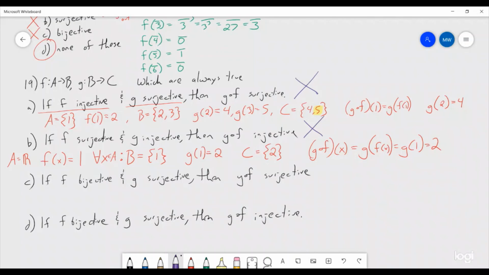It turns out that C is going to be true. If F is bijective and G is surjective, then G of F is going to be surjective, but then D is going to just be false. Again, you can construct these sorts of very extreme examples. Does the process make sense of how you'd be able to figure that out? Yeah, that makes sense.